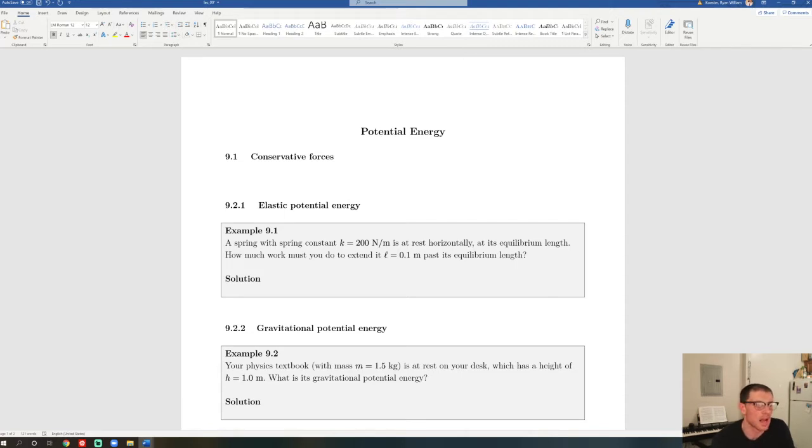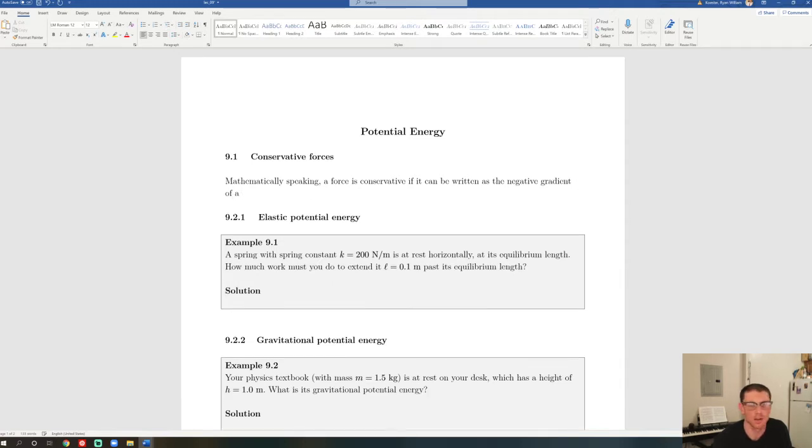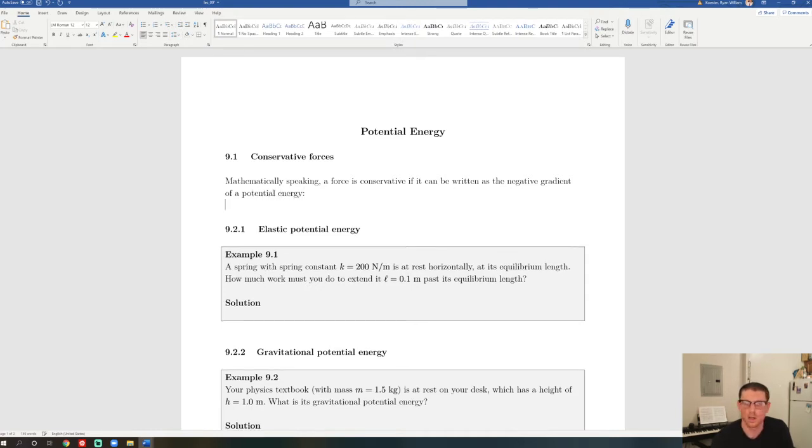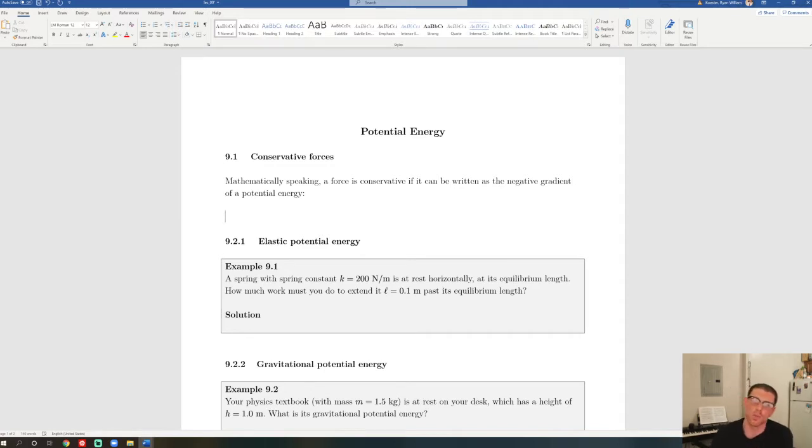Okay, so let's say, mathematically speaking, a force is conservative if it can be written as the negative gradient of a potential energy. And I know that we're supposed to be talking about potential energies, and here I am defining a force in terms of something that we haven't really discussed yet, but I think that there is value to this, and hopefully it all makes sense when we get to the end here. Now, I'm going to copy and paste this into the document here.